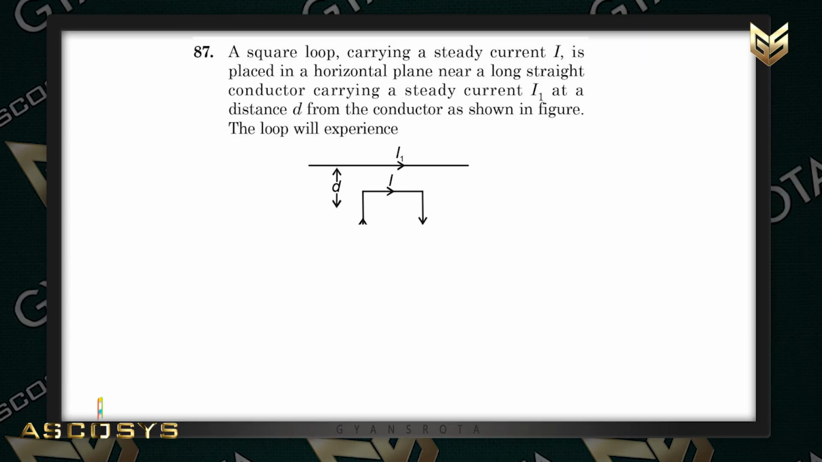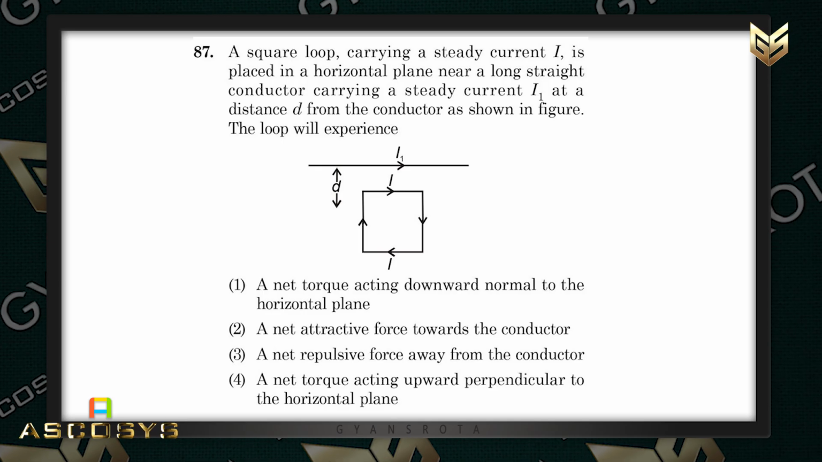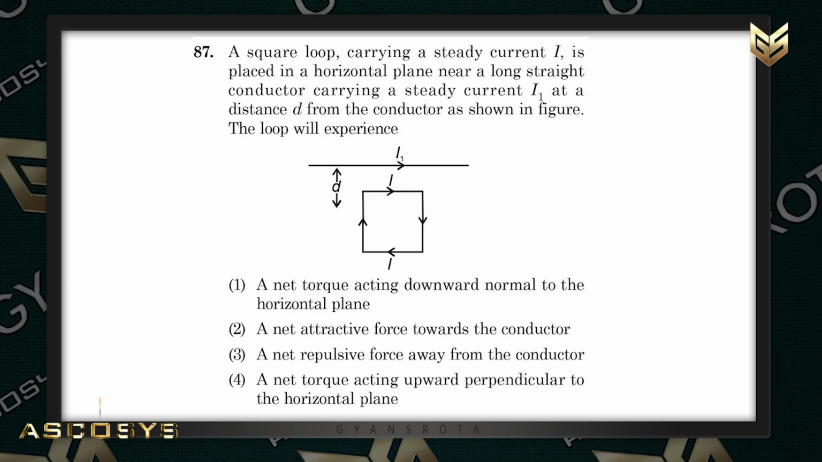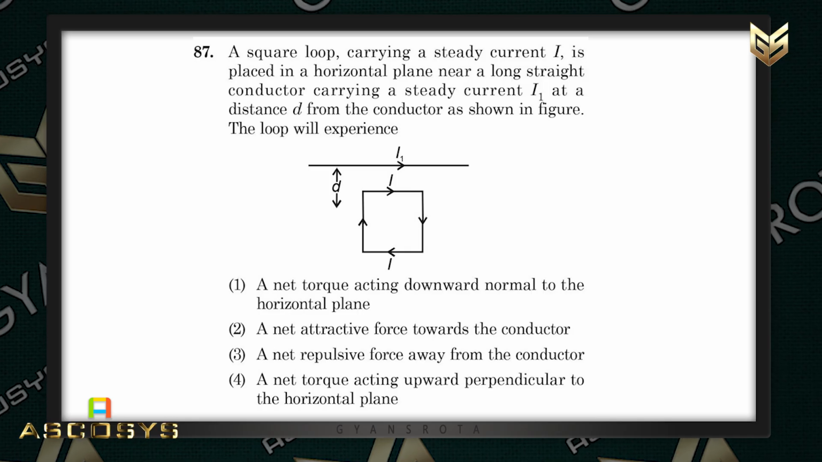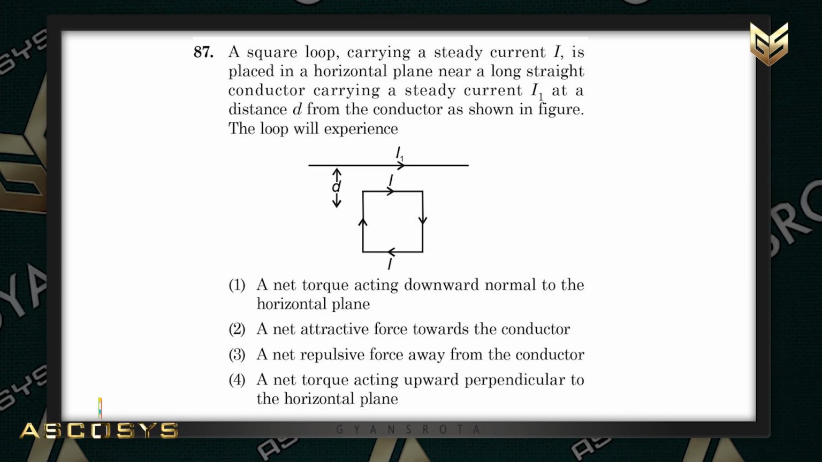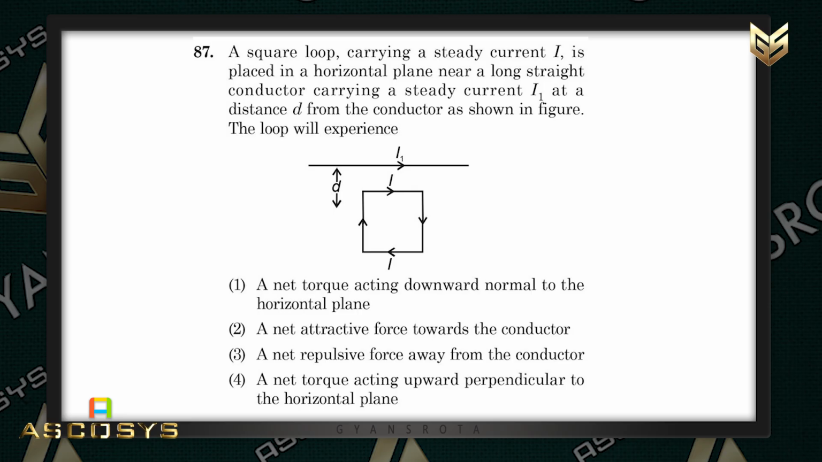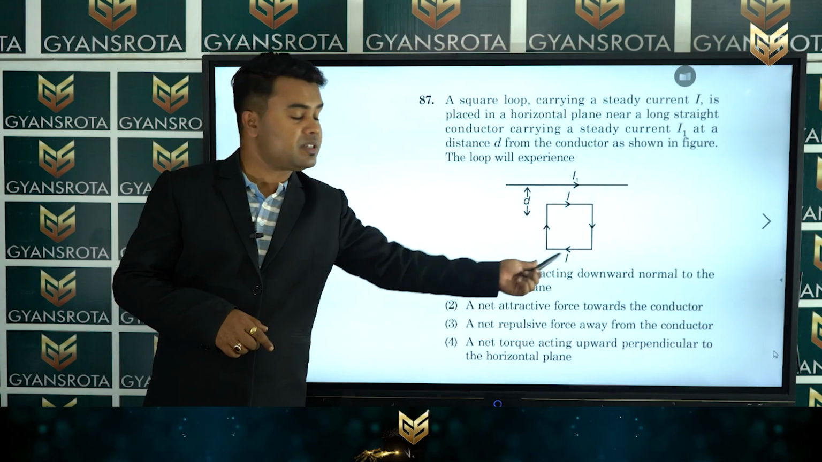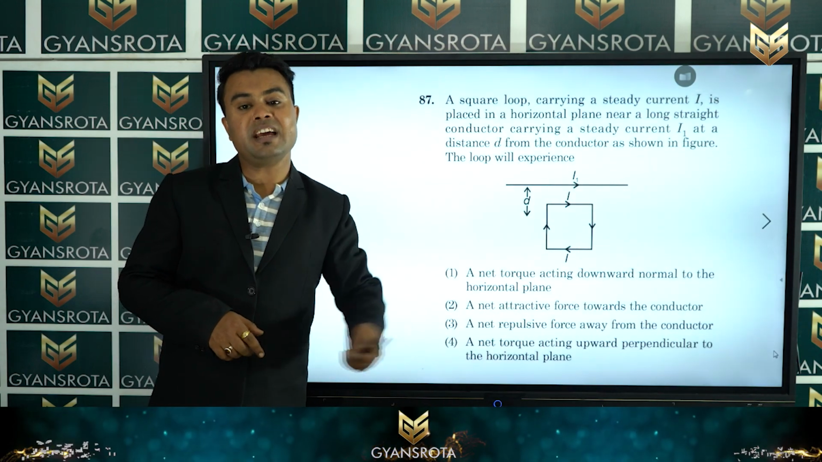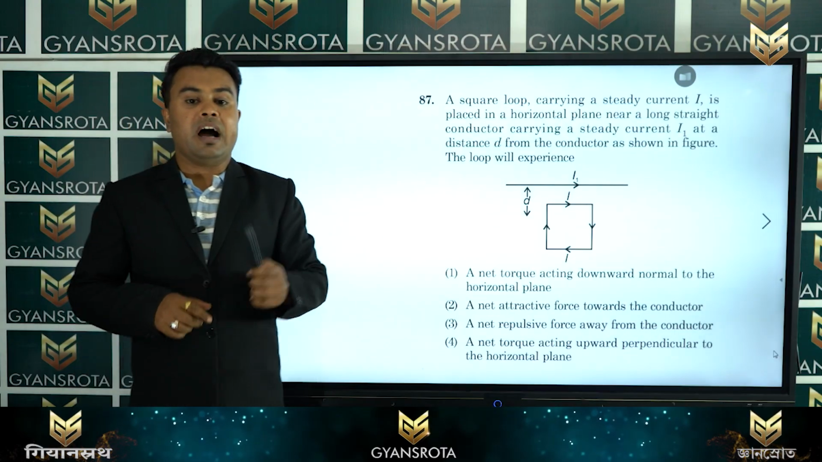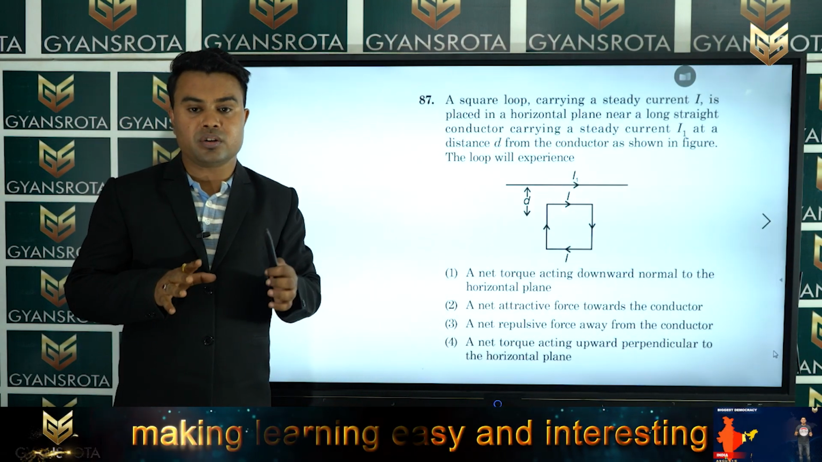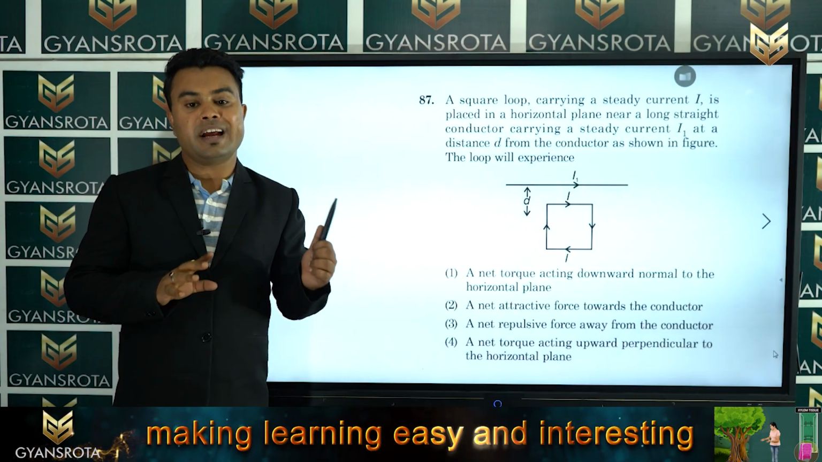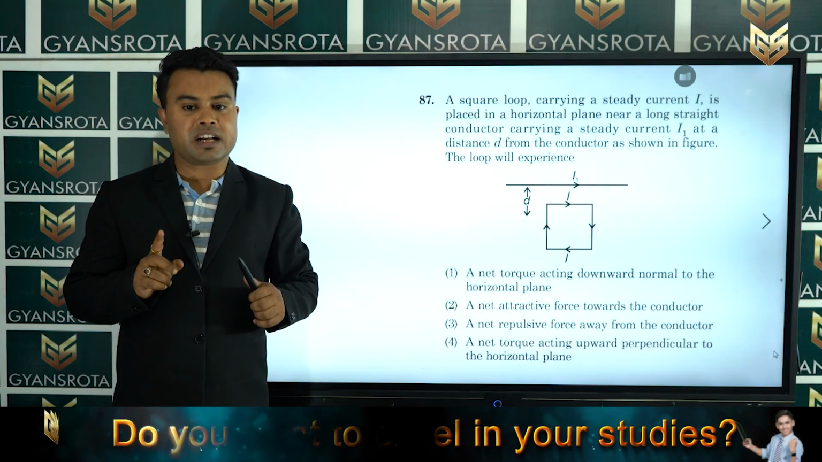A square loop carrying a steady current I is placed in a horizontal plane near a long straight conductor carrying a steady current I1. This is the long straight wire carrying a steady current I1 at the distance d from the conductor as shown in the figure. The loop will experience what? So, what this loop will experience when the current is moving in a clockwise direction? A net torque acting downward normal to the horizontal plane? No.